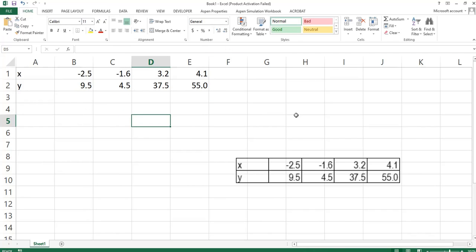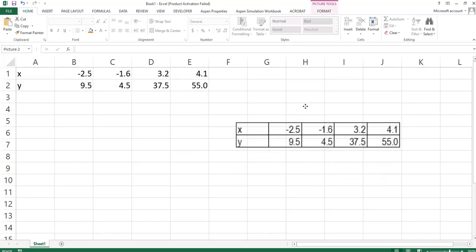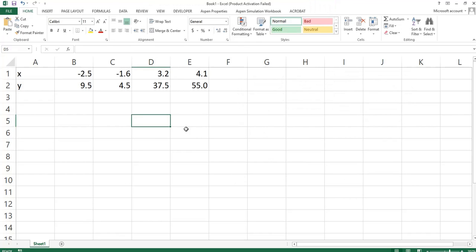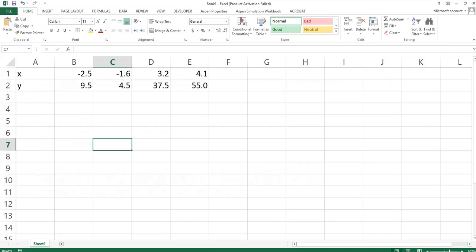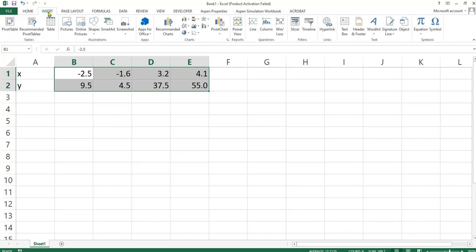So let me delete this. Now we needed to find the quadratic equation that best fits this data. So how to find it using XY plot? We just select this information, this data. Having selected it, we go to the insert tab. We'll go down to this scatter, insert scatter XY.